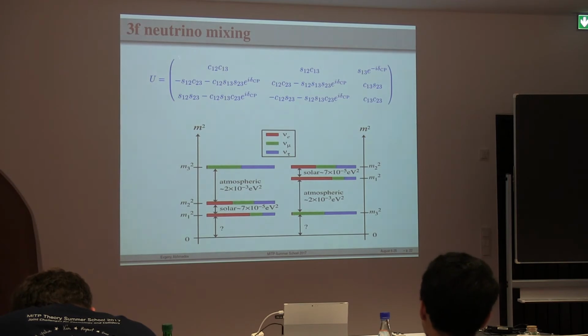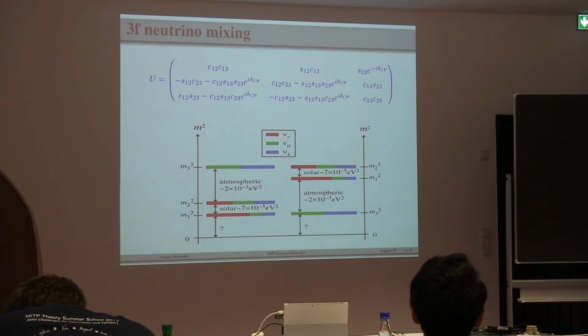The neutrino oscillation experiments, as we discussed, can only measure delta m squared, mass squared differences. They cannot measure absolute masses. So we know that there is one large mass square difference and one small mass square difference. But we don't know whether the two states separated by the small one are light states or heavy states. This situation is called the normal ordering, sometimes called normal hierarchy. And this one is called the inverted ordering or inverted hierarchy.